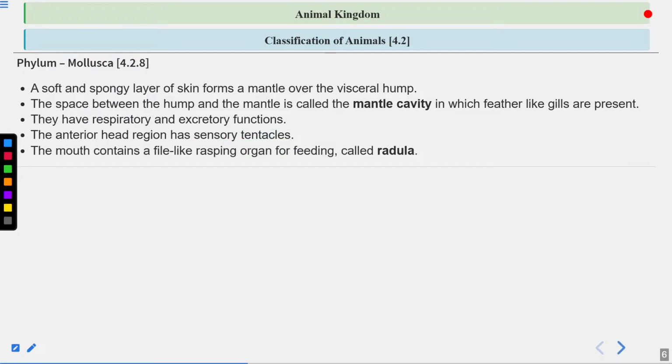Now the mouth contains a file-like rasping organ for feeding called the radula. So the radula is also a characteristic feature of mollusks. This radula helps in feeding. These mollusks have a special structure which helps in feeding, and this is known as the radula.